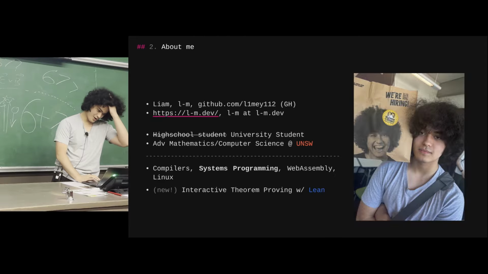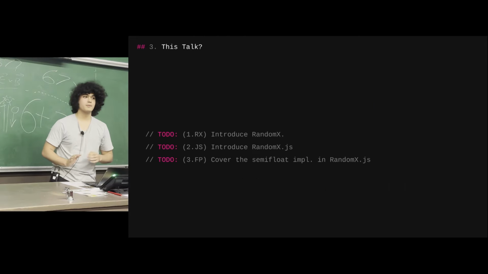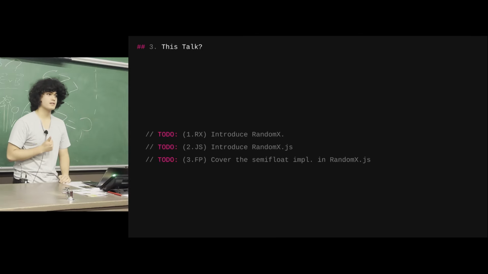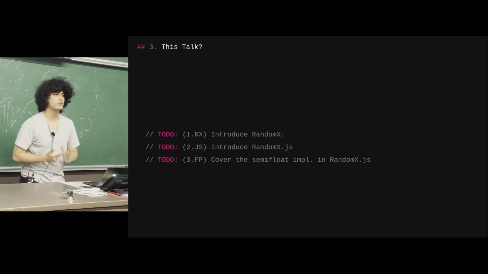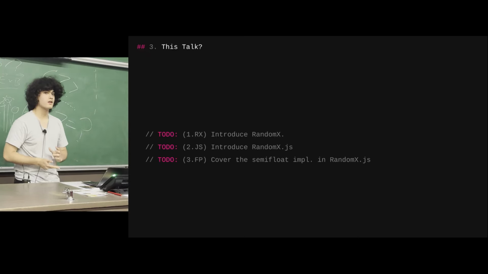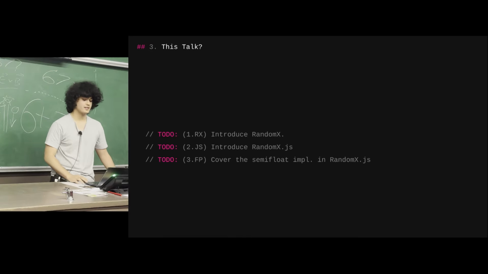All right, this is the purpose of this talk. One, introduce RandomX. Two, introduce RandomX.js. And three, cover what's called the Semifloat implementation in RandomX.js. It's the reason it can exist.